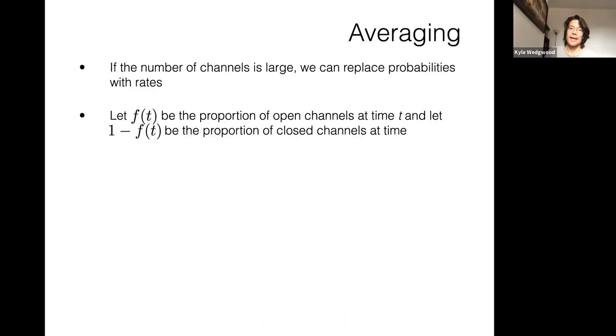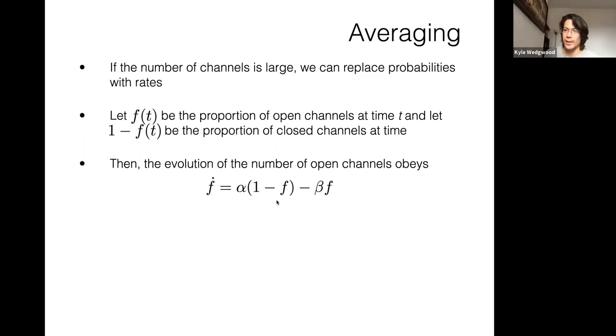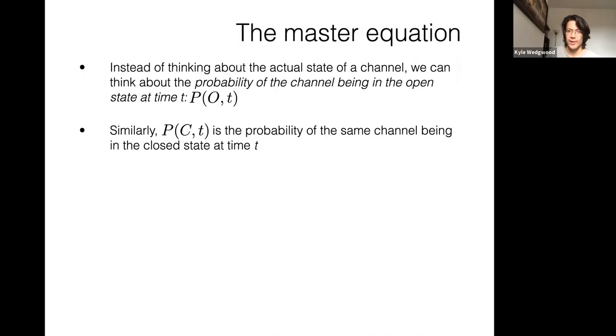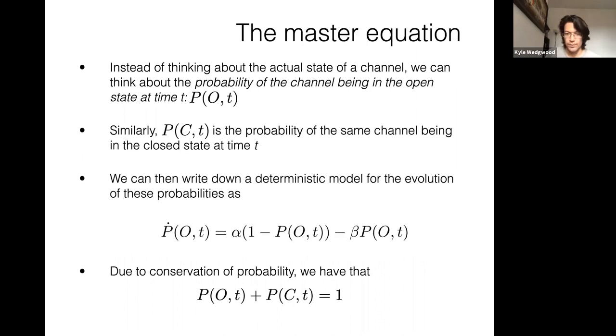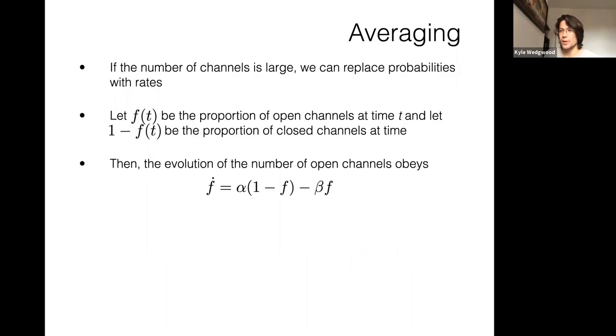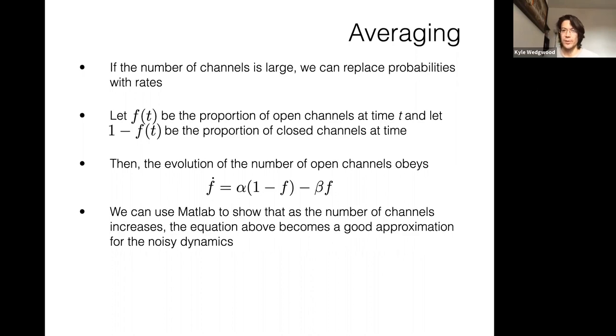And what that allows us to do is to average. Rather than chunking along, doing one channel at a time and seeing what happens to all of them, we can just think about the proportion of channels that are open at any one time. So F here is just the proportion of channels that are open: the number of open channels divided by the total number of channels. And this obeys an equation which looks almost exactly like the previous equation for the probability of a channel being open. This is a really classic thing to do in mathematical modeling: we're replacing a stochastic component with an average component.